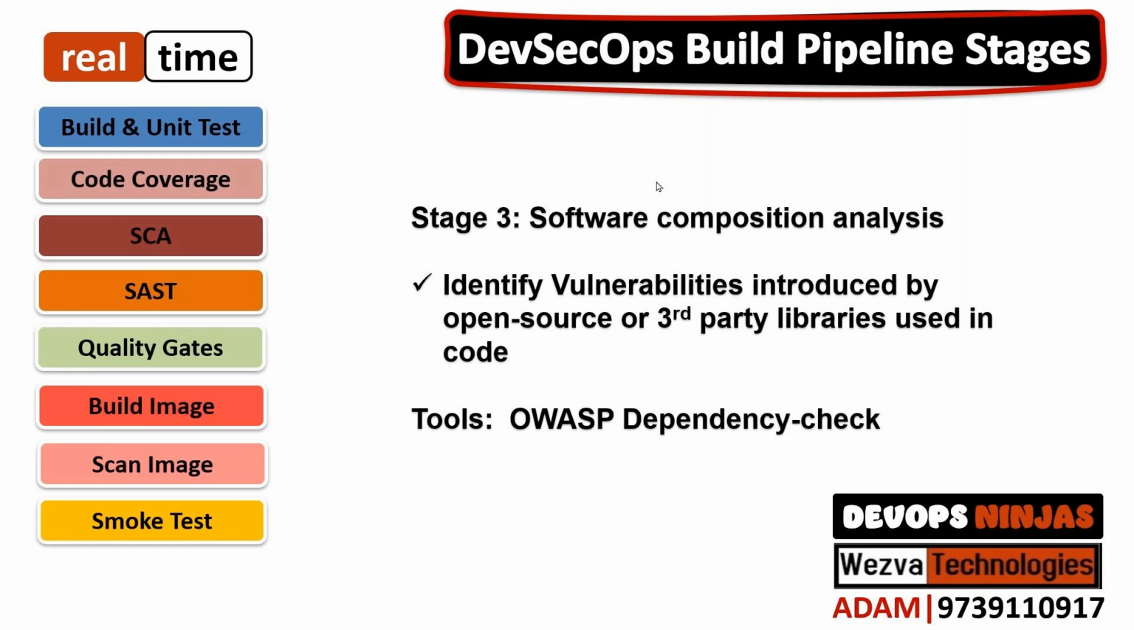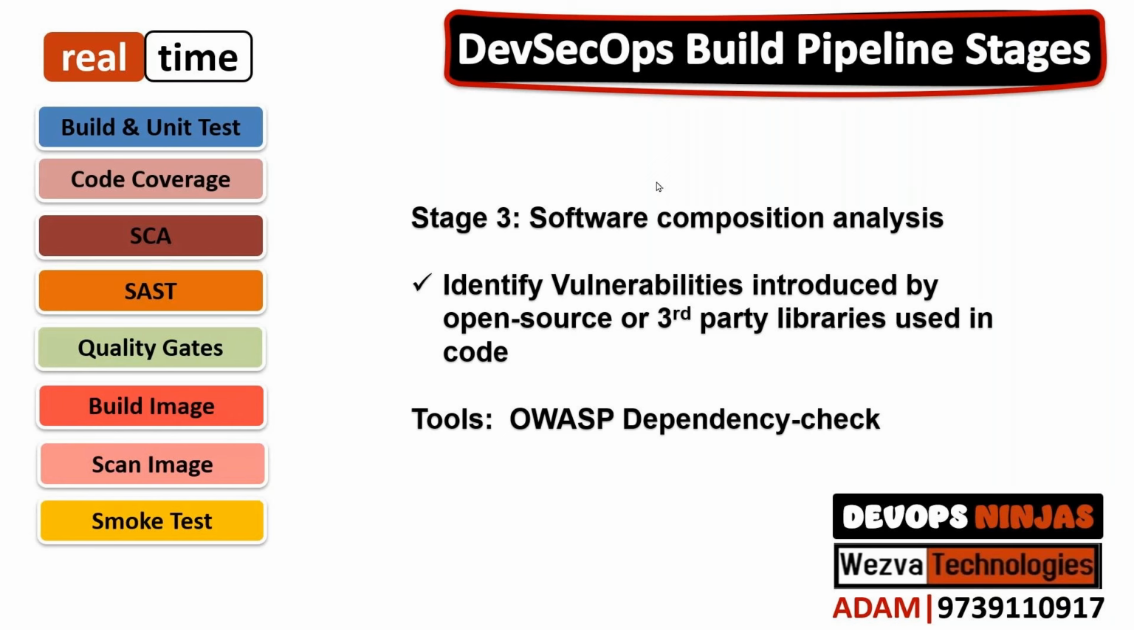Because for SCA, you don't need to do the build. You just need the raw code. That means you have the Java code or the JavaScript or Node.js or Python code. You can just take the raw code and do the analysis. But anyway, just remember, this is going to be one of the stages.